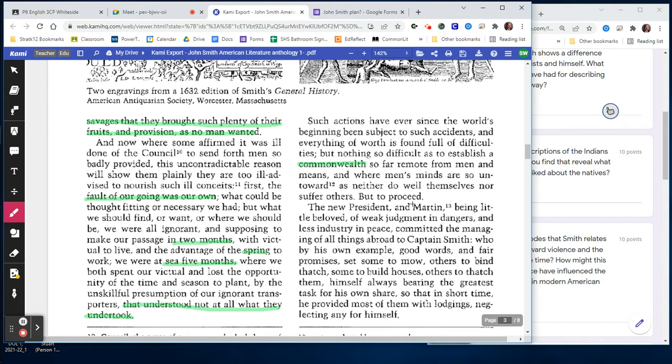But to proceed, the new president, and Martin, being little beloved, of weak judgment in dangers, and less industry in peace, committed the management of all things to Captain Smith, who by his own example, good words, and fair promises, set some to mow, others to bind thatch, some to build houses, others to thatch them, himself always bearing the greatest task for his own share, so that in short time he provided most of them with lodgings, neglecting any for himself.